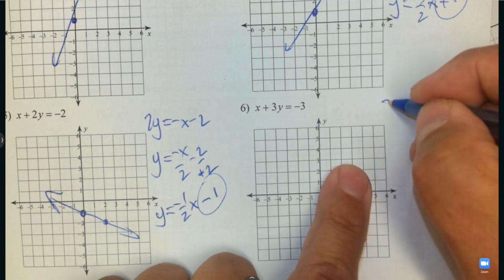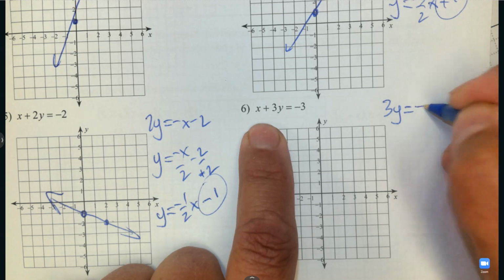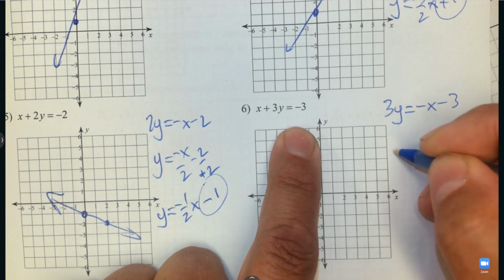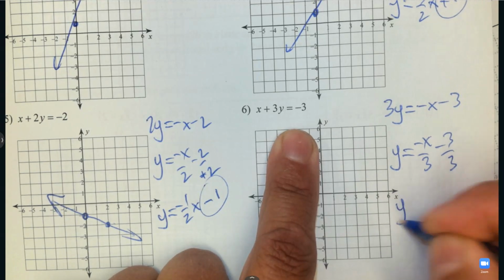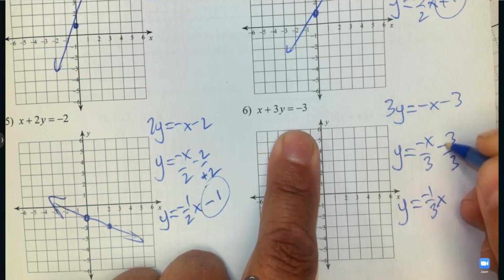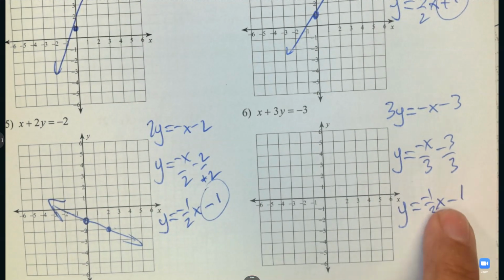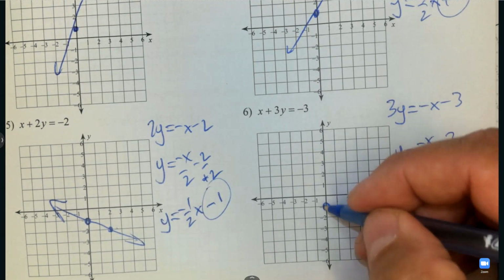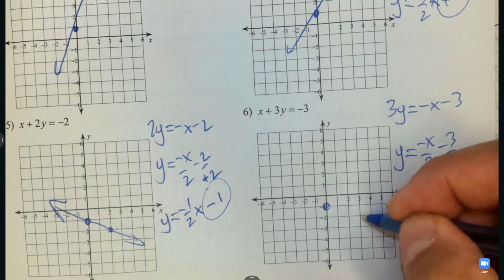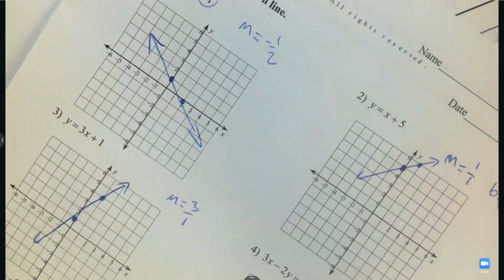Number 6, I want to get y by itself, so I'm going to subtract x, and then I'm going to divide everything by 3. So that's negative 1/3 x, and then 3 divided by 3, that's 1. That's where I'm going to start, at negative 1. And then I'm going to go down 1 and to the right 3. And then I'm going to draw my line.